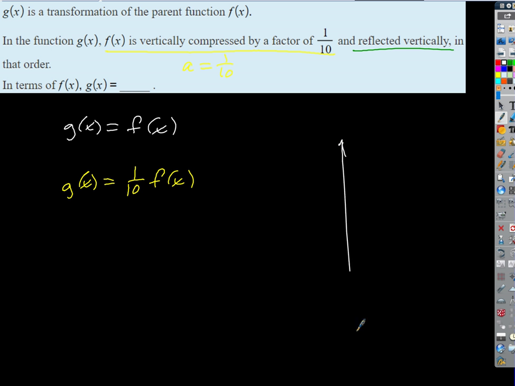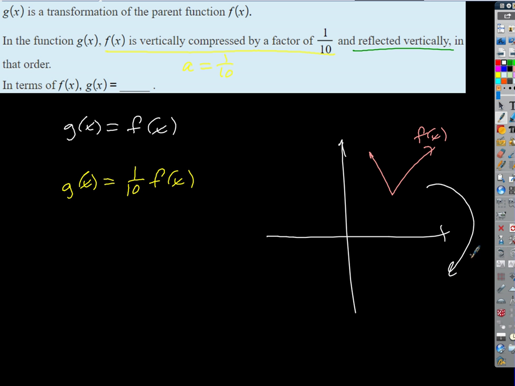Now let's remind ourselves how this works. If I've got some parent graph, we'll call that f of x. If I want to reflect it vertically, that means I'm reflecting over which axis? X-axis. Good. I'm going to reflect it down to there, aren't I? So it looks like that. Okay, how do I do that?